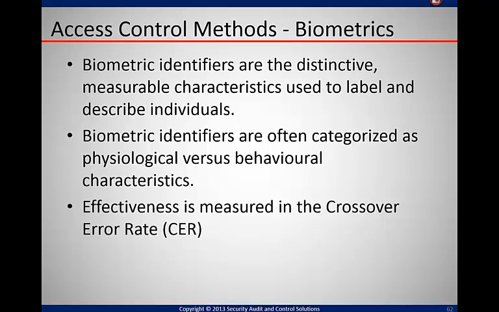Now, when we go a further step and we don't want to use just passwords, biometric identifiers are distinctive and measurable characteristics used to label and describe individuals. Biometric identifiers are often categorized as physiological versus behavioral characteristics. The effectiveness is measured in a crossover error rate.